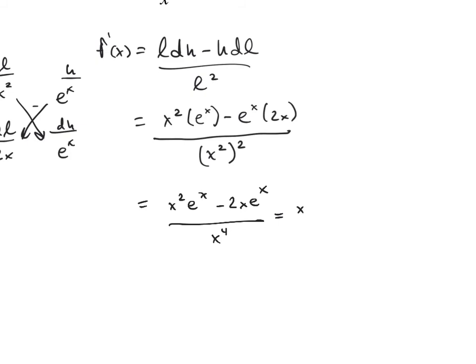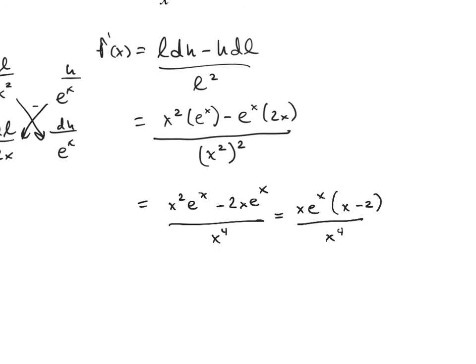Well, they both have an x and they both have an e to the x in common, so let's factor those out. So what's x squared e to the x divided by x e to the x? If we pulled out an x and we pulled out an e to the x, what's left? Simply just an x. What's 2x e to the x divided by x e to the x? Well, the x would be gone, the e to the x would be gone, so we would just have the minus 2 left over. All of this is over x to the fourth.